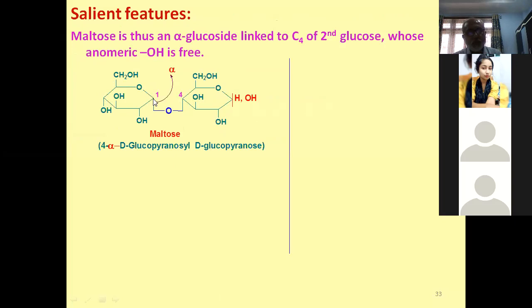This is the glucose. Alpha glucose is this one. This OH group, by the alpha linkage, is linked to C4 of the second glucose. But in the second glucose, this anomeric OH group is free. So I am writing H and OH on this side. So it can exist as both alpha and beta. So we'll have two forms of maltose, alpha maltose and beta maltose.